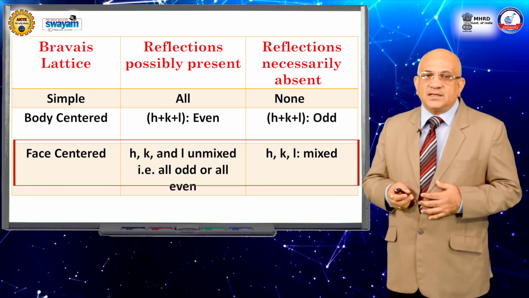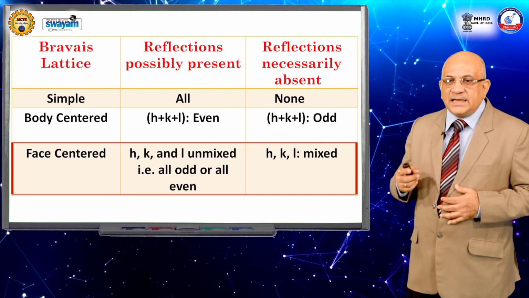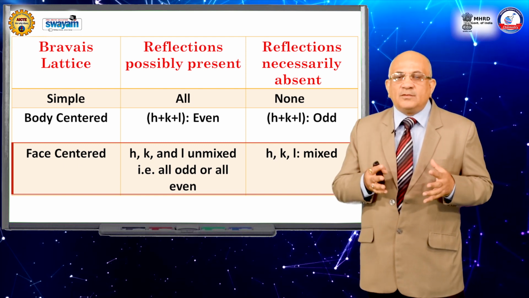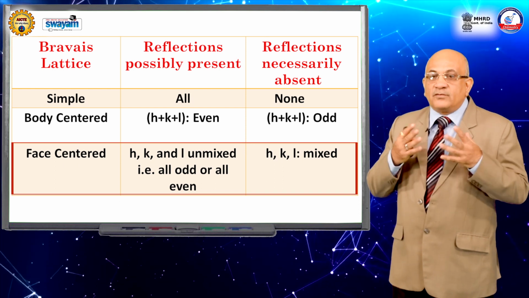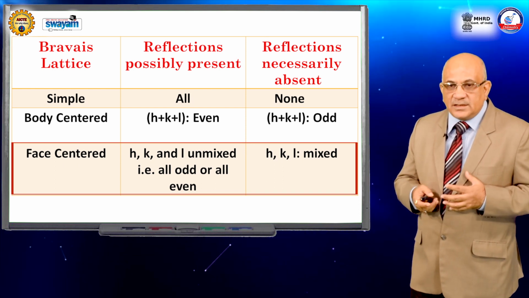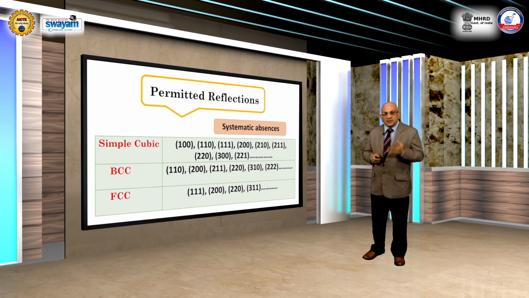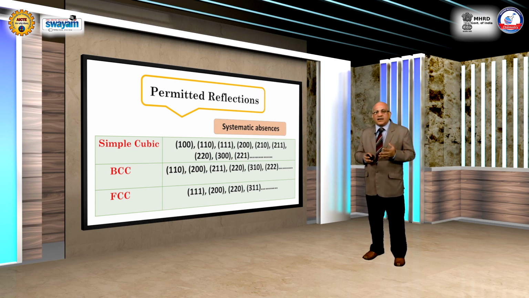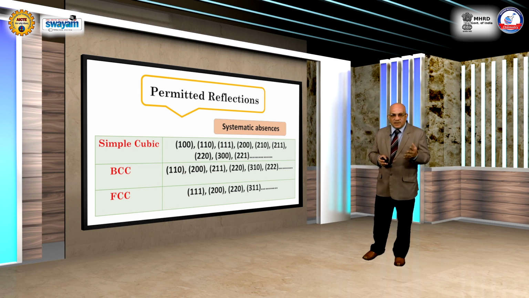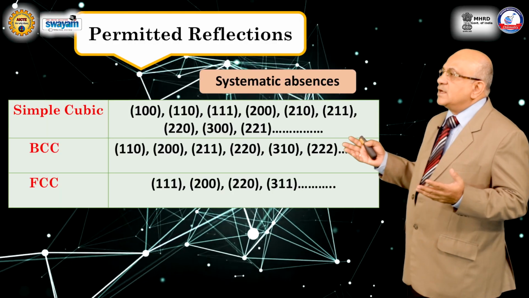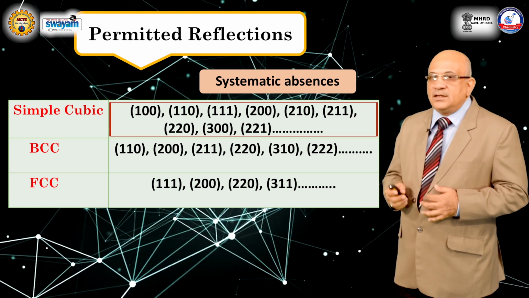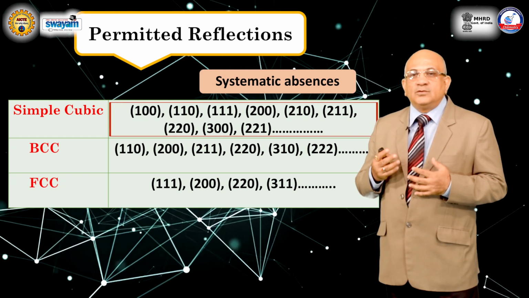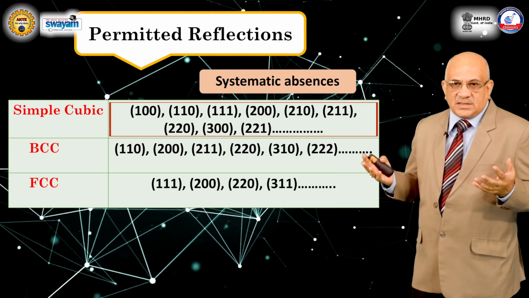Similarly, for a face centered lattice, H, K, L should all be odd or all be even, and this we can conclude from our structure factor equation. So, this is what is listed, the permitted reflections. For simple cubic, you see all the reflections are permitted. 100 is allowed, 110 is allowed, 111 is allowed, 200, all are allowed, there is no restriction.